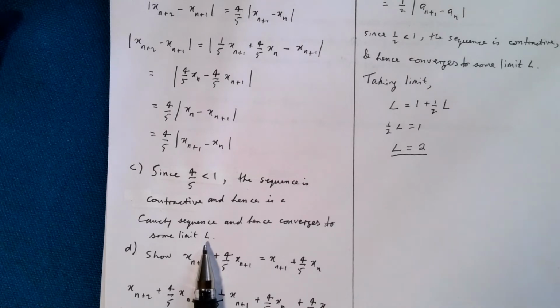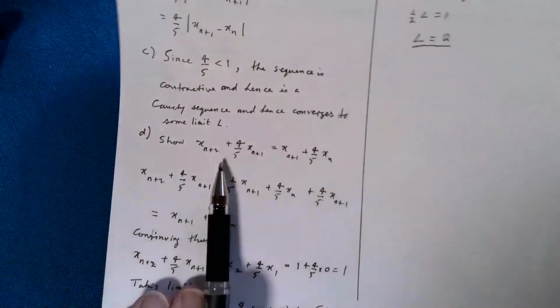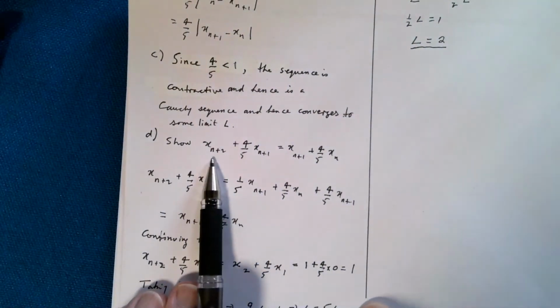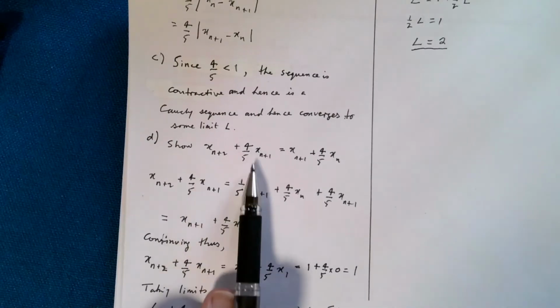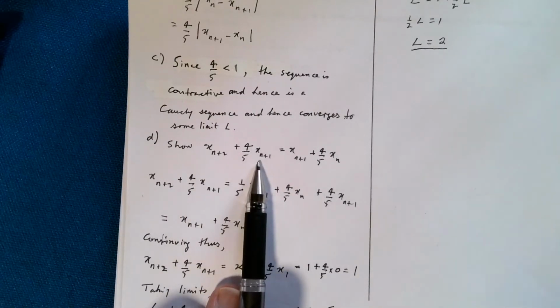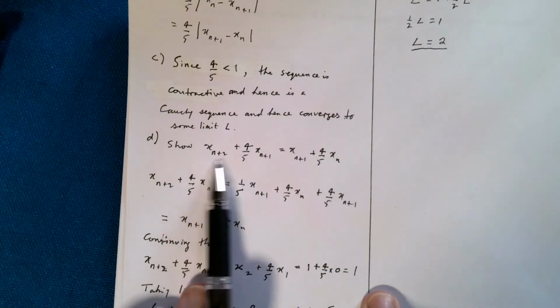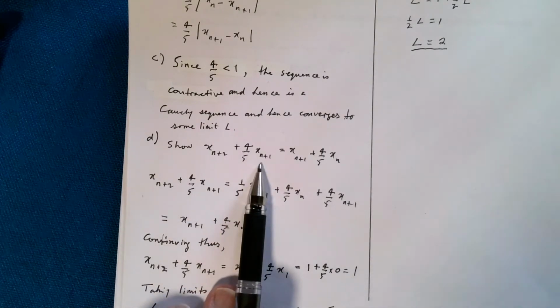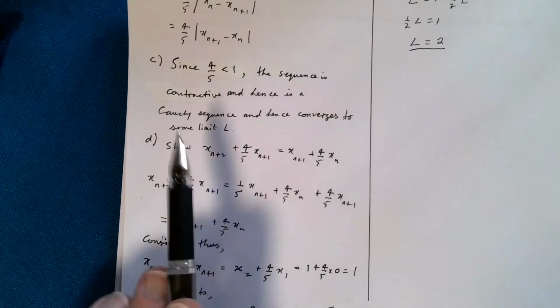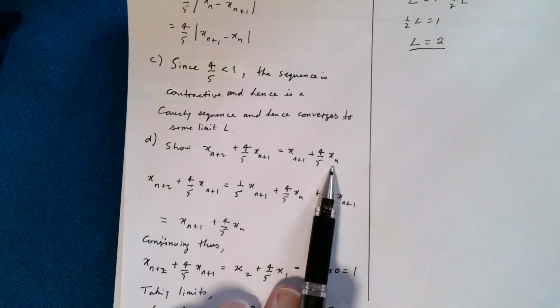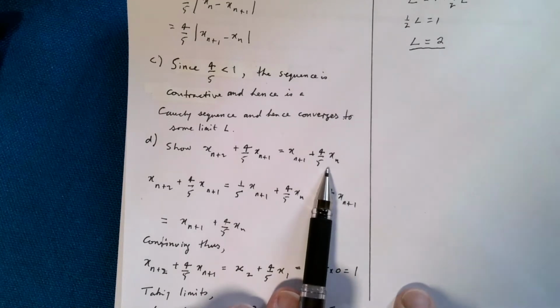Now, by the way, you can check it, but there's no point taking limits back in the original recurrence, because once again it just gives you L equals L, which is not very useful. The next part, we are told to consider each term plus 4/5 times the term before that one. I want to look at each term plus 4/5 times the term before that one. And we're asked to show that's equal to the term before plus 4/5 times the term just before that one.